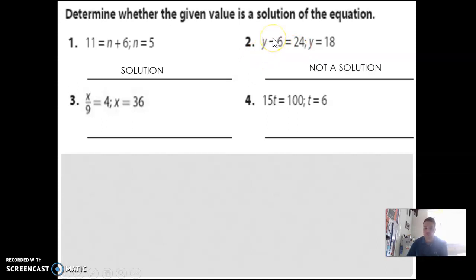Again, when we find solutions to equations, it's plugging them in and seeing if it makes the equation true. Here we have x, remember this means divided by 9 equals 4. If x equals 36, I'm going to put 36 divided by 9. Is 36 divided by 9 equal to 4? It does, so that is a solution to this equation. Over here we have a coefficient beside a variable. Remember, this means 15 times t. Is 15 times 6 100? It is not. 15 times 6 is 90, so this is not a solution to this equation.